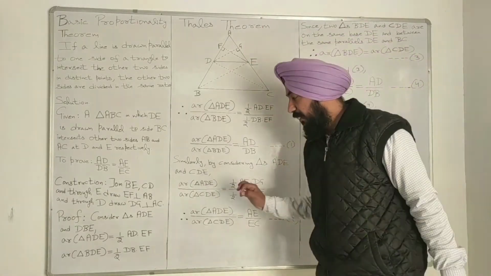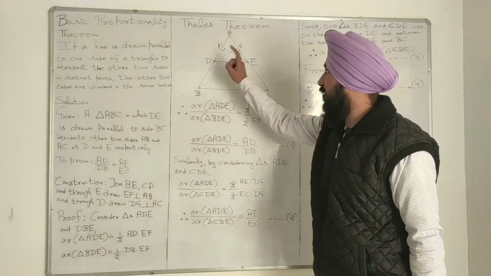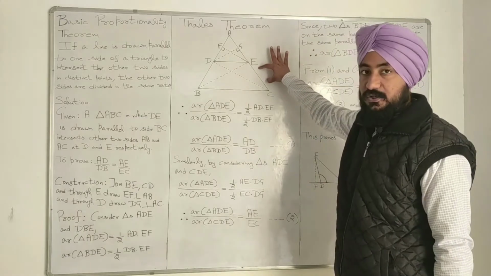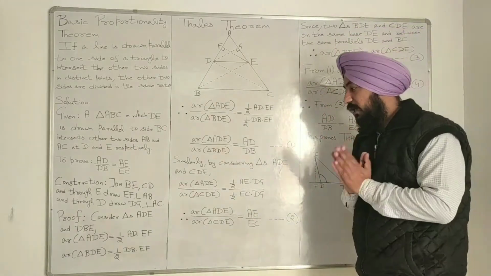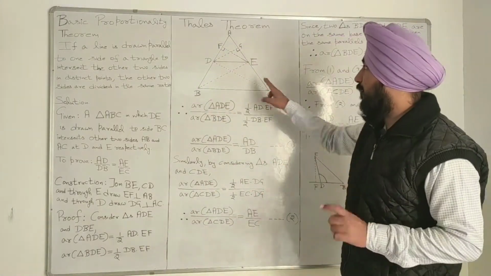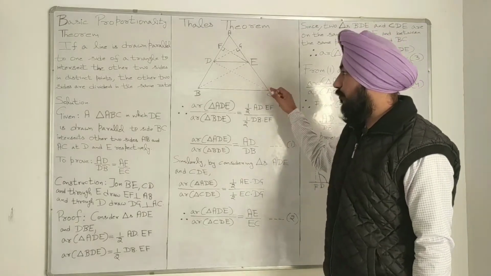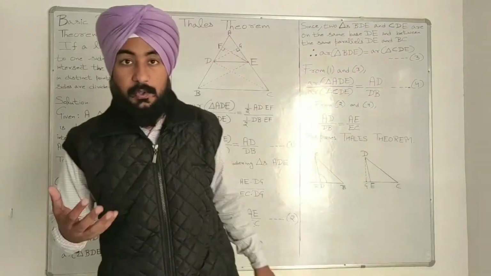Area of triangle CDE, 1 by 2 base in the triangle CDE. So this is the triangle CDE. So 1 by 2 base is EC. This is the base EC. And what is the height? Whatever logic we have used for finding the height of the triangle BDE, the same logic will apply on this triangle, because this is also an obtuse triangle. This triangle CDE is also an obtuse triangle. So the same logic will apply.